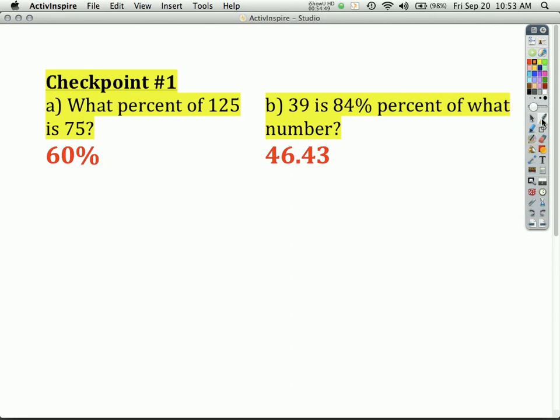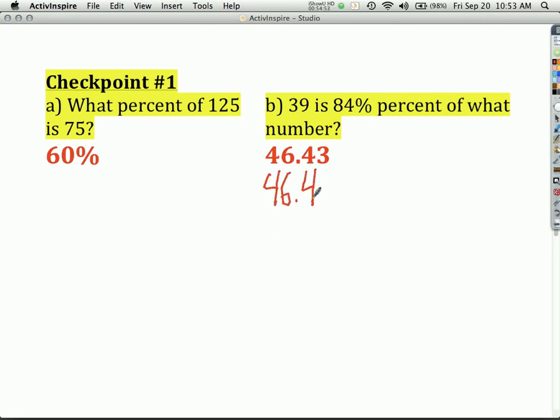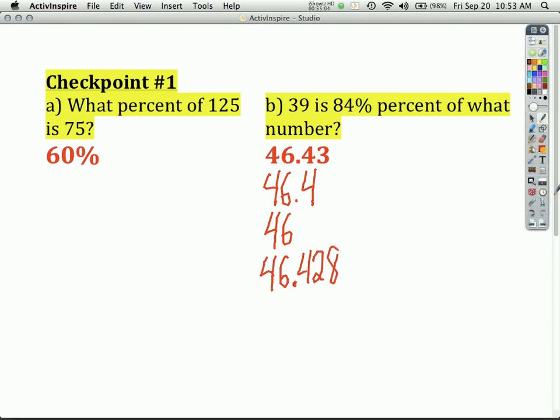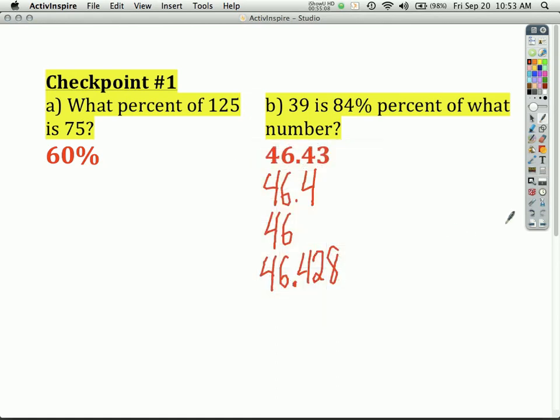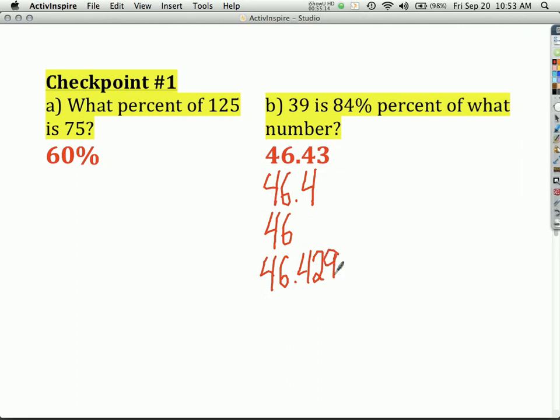I will accept 46.4. I will accept 46. I will accept 46.428. Was it 46.428? Yeah. No, it would have to be 46.429. My mistake. Like that. Okay? Comments, questions, concerns on either of these?